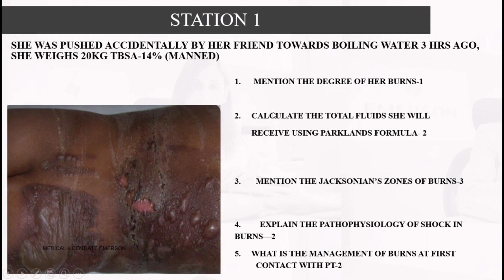It says that the woman was pushed accidentally by her friend towards boiling water 3 hours ago. She weighs 20 kg. Total body surface area of the burns was 14%. Question one is to determine the degree of her burns. Question 2, calculate the total fluids she will receive using Parkland's formula. Then question 3, mention the Jacksonian zones of her burns.